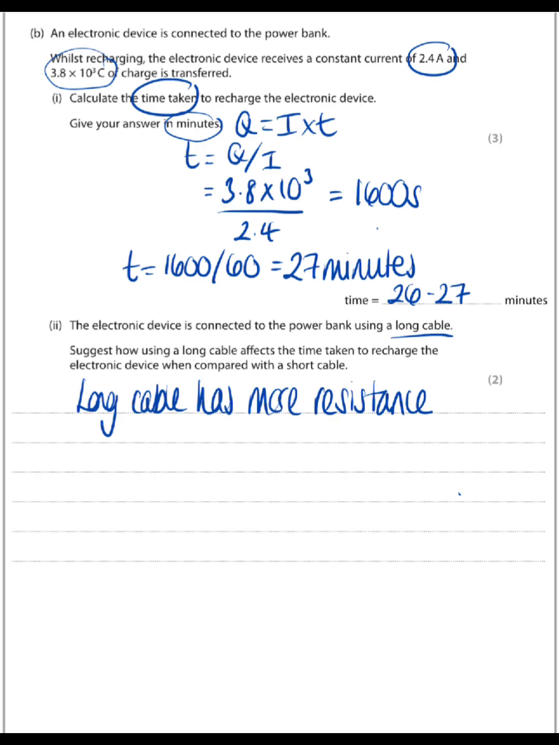Now, what does resistance do in a circuit? Well, resistance obstructs the flow of charge, so it minimizes current. And if you look at how we calculated time earlier, the current that we have affects the time taken. So if you have more resistance in your circuit, you are going to have less current, and if you have less current, then the time taken is going to increase.